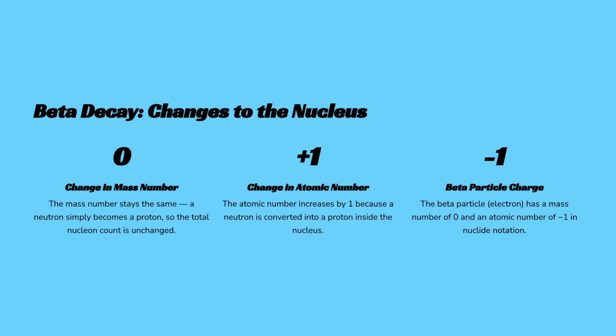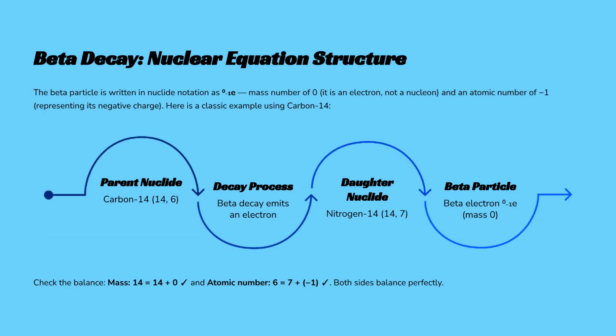During beta decay, the mass number remains unchanged because the total number of nucleons is the same. However, the atomic number increases by 1. Using carbon-14 as an example, the beta particle is written with a mass of 0 and an atomic number of -1, showing the balance is maintained after the electron is emitted.